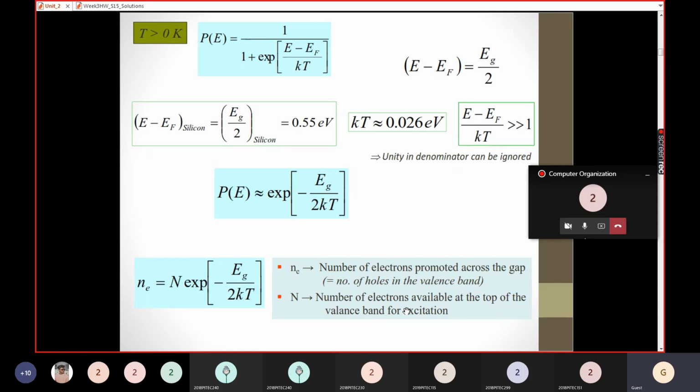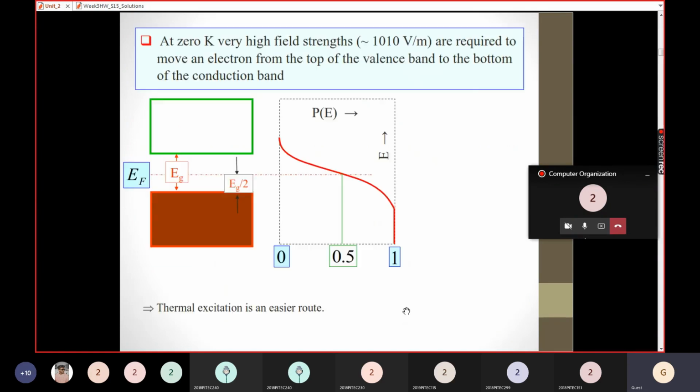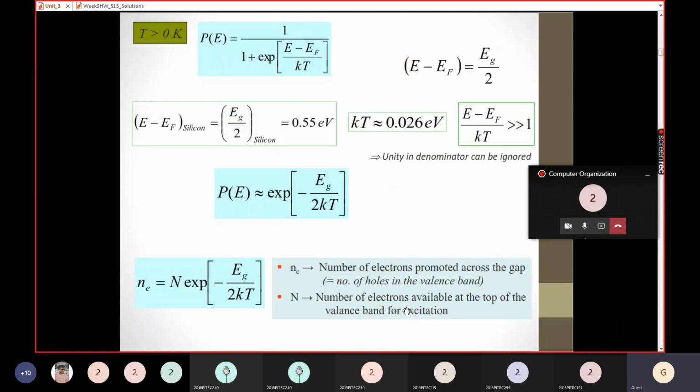I will show you the diagram again. You can see through this diagram that the electrons and holes are not matched with respect to each other. Automatically, some electrons are present in the energy gap between the conduction band and the valence band. That is what they have represented using this formula. So Ne represents the number of electrons promoted across the gap between the valence band and conduction band. So Ne is equal to n into e power minus Eg divided by 2kT.